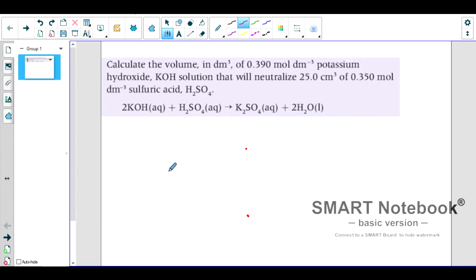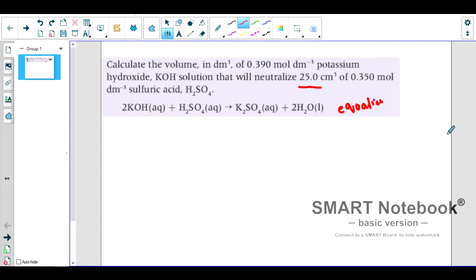Okay, let us start our discussion. Today we want to solve a question which is based on acid-base titration. We have to calculate the volume in decimeter cube of 0.390 moles per decimeter cube potassium hydroxide solution that will neutralize 25 centimeter cube of 0.350 moles per decimeter cube sulfuric acid solution, and we have been given the equation.